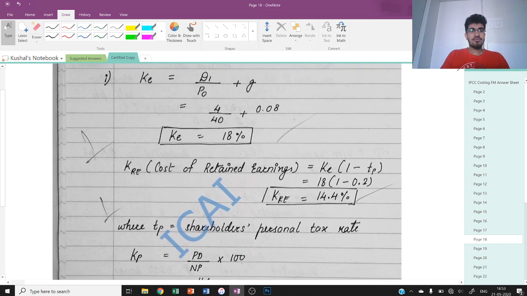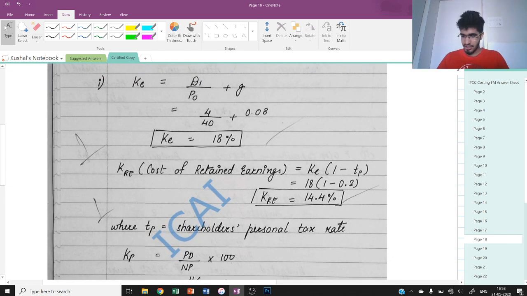The cost of equity is what? D1 upon P naught plus G. The cost of equity is D1 upon P naught plus G. Simply substituting the figures in the D1, P naught and G, we get the cost of equity as 18%. Okay, the cost of retained earnings is what?